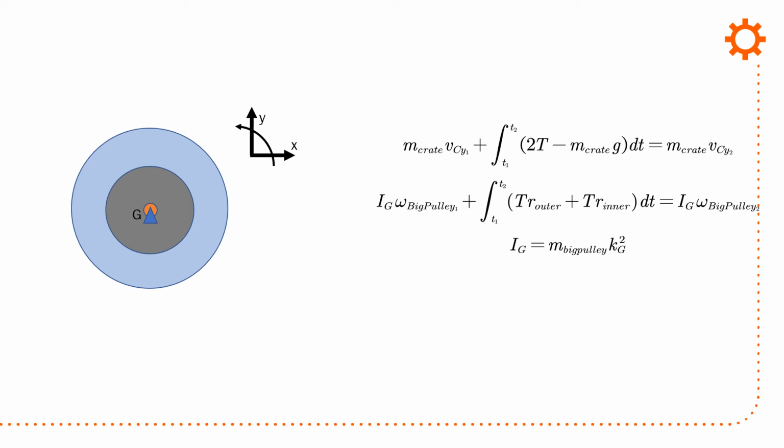So if I do that, then what I have here is the mass of the crate VCY1 plus the integral from T1 to T2 of 2T, minus the mass of the crate G dt, equals the mass of the crate VCY2. Then I have IG omega of the big pulley, the integral of the two tensions times R outer, R inner, multiplied by tension dt, and IG omega of the big pulley. And the nice thing about doing things this way is I can write things like big pulley all I want and flip capitalizations on them. IG of the pulley is m k_G squared.